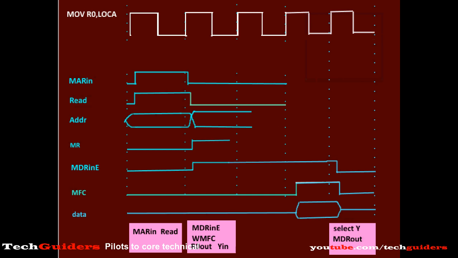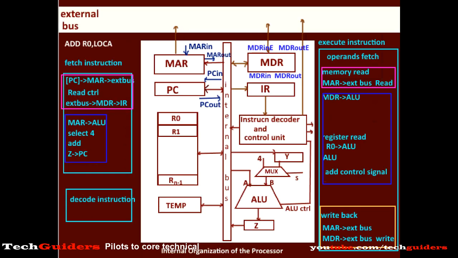Now issue the proper control signals for the ALU add operation. The result will be loaded to the Z register. So finally, we have the result in the temporary Z register, but this result has to be written back to the memory. So one memory write operation is also required.